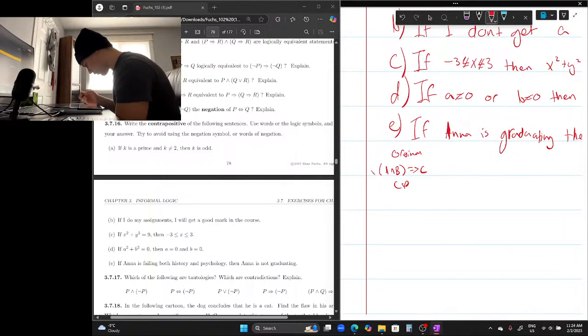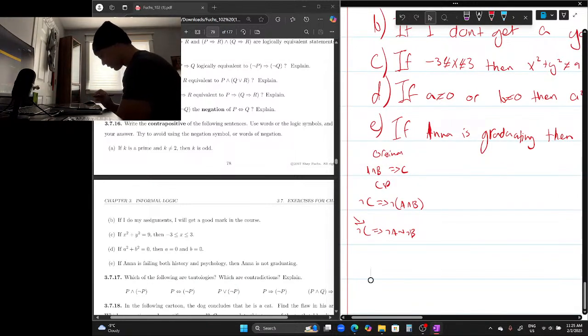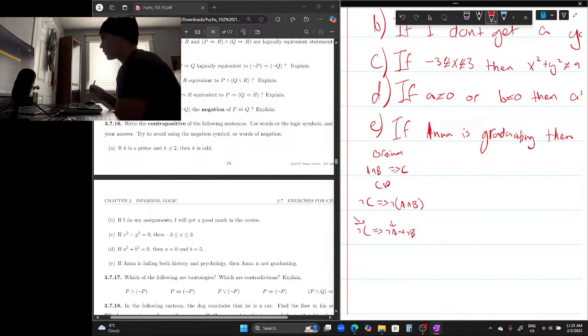So if you take the not of this, similar to De Morgan's laws, you have not A or not B. But you flip it because it's the contrapositive, right? So when you take the contrapositive, you get not C implies whatever this statement is. It doesn't matter if it's multiple statements, you just take it to the other side. So not C implies not A or not B. Thus, you have if Anna is graduating, which is the negation of Anna is not graduating, then Anna is either passing psychology or passing history, which is again the negation of she's failing psychology and she's failing history.